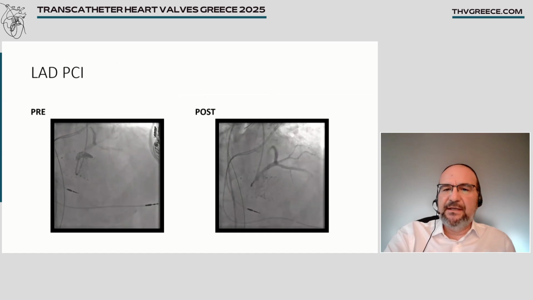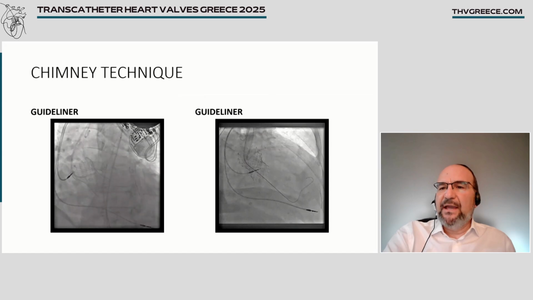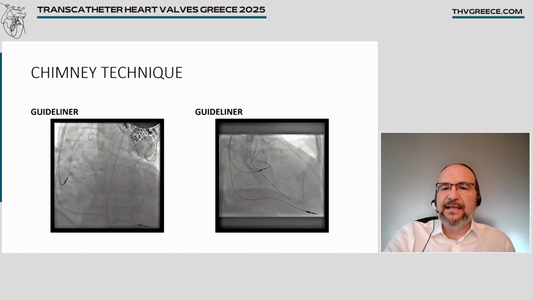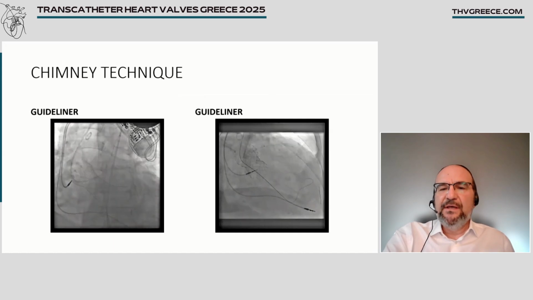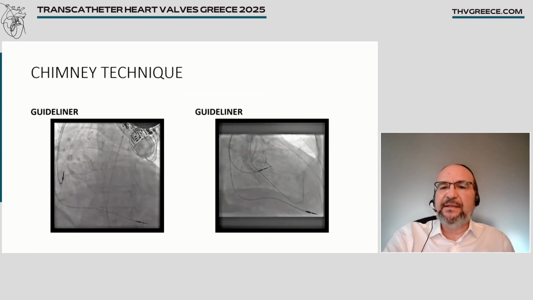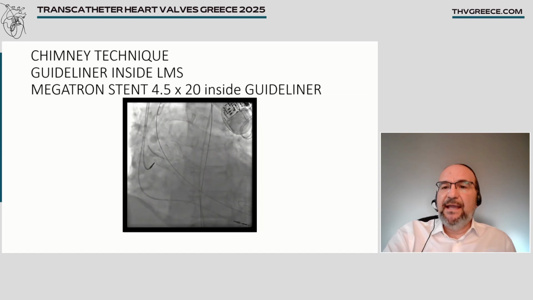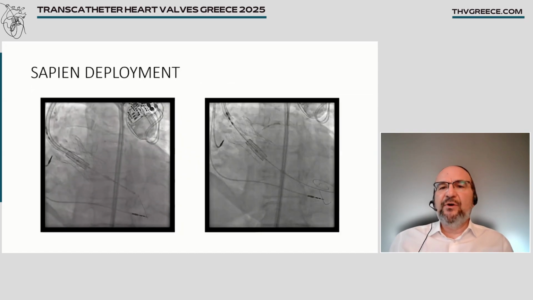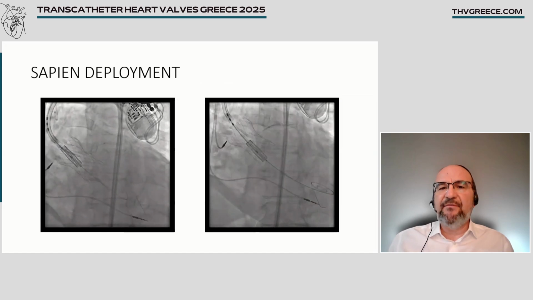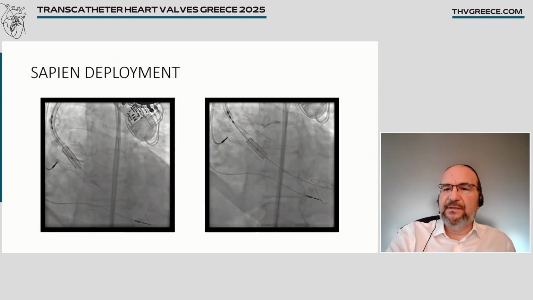She had a severe LAD stenosis. We fixed this first. And then we left the guide liner inside the left main. We disengaged the guide catheter above the level of the Evolut in order to be able to perform the second TAVI. And we advanced a strong stent, a Megatron 4.5, inside the guide liner. And then we parked the Megatron stent inside the left main with the guide liner inside the left main. And we continued with the Sapien deployment.